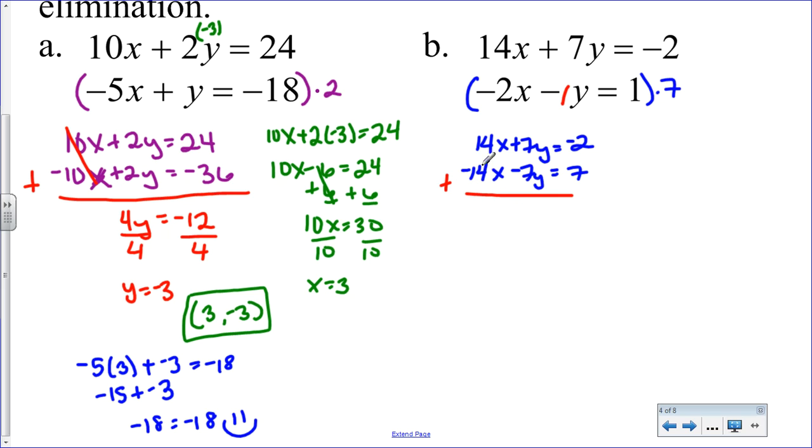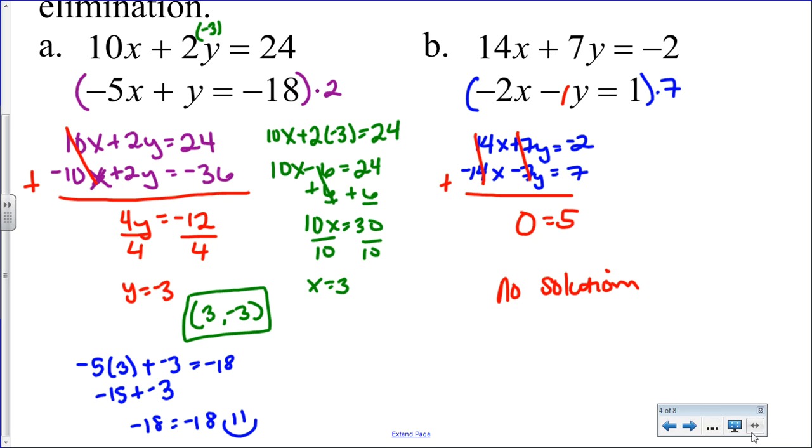Now, looking at these two equations, I have opposites for my x's. 14x and negative 14x cancel. But I also have a 7y and a negative 7y. So those cancel as well. I have 0 left over. Negative 2 plus 7 gives me 5. Now, this is one of those special cases because all my variables disappeared. So since 0 is not equal to 5, I know that I have no solution.